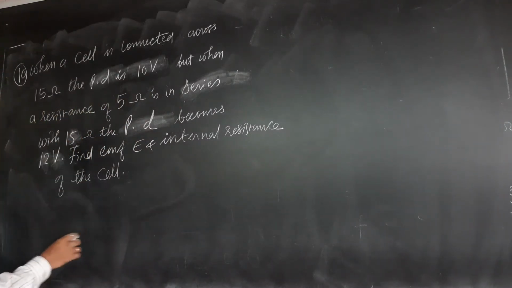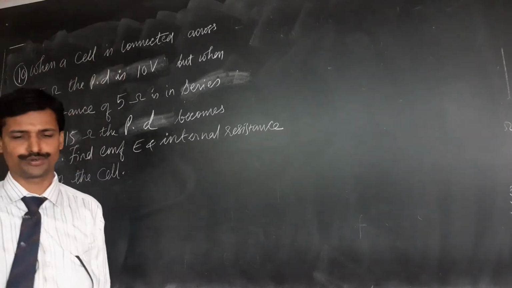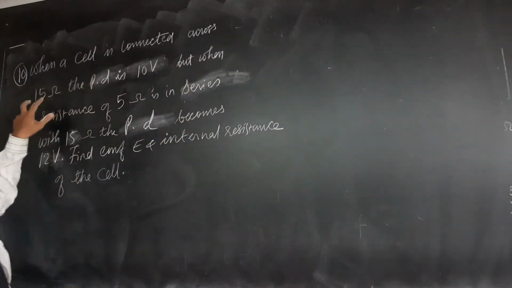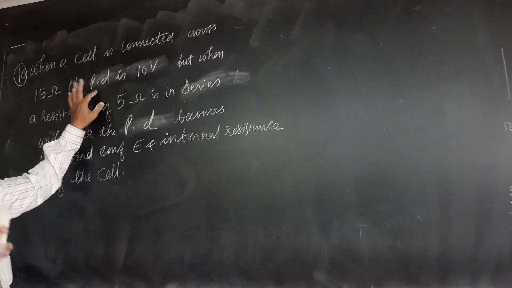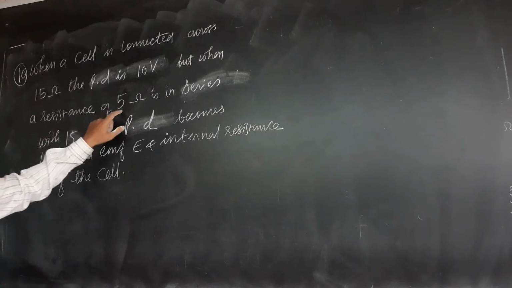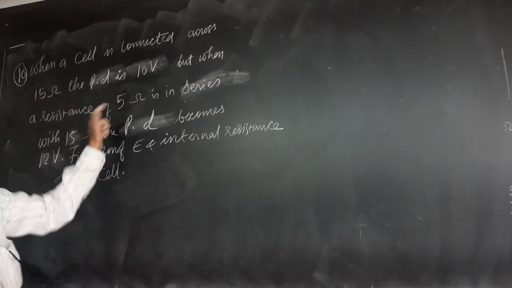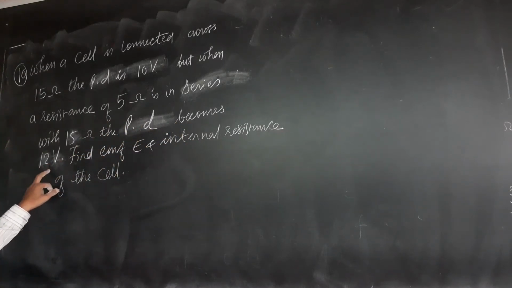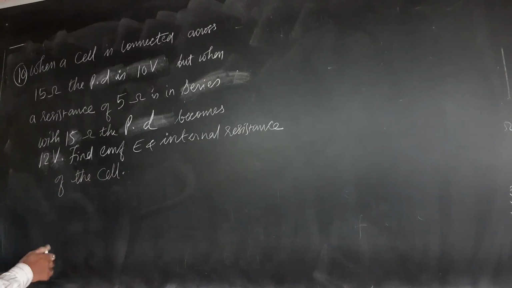Almost similar story. See, when a cell is connected, internal resistance not known, EMF not known. When the cell is connected across 15 ohm, the PD, that means potential difference or voltage, is 10 volt. But when a resistance of 5 ohm is connected in series with 15, already 15 was there, one more is connected in series, the potential difference becomes 12 volt. Find EMF and internal resistance of the given cell. Case number 1.